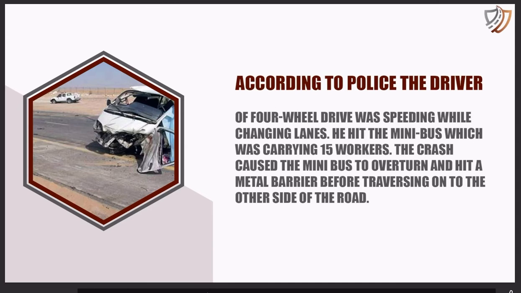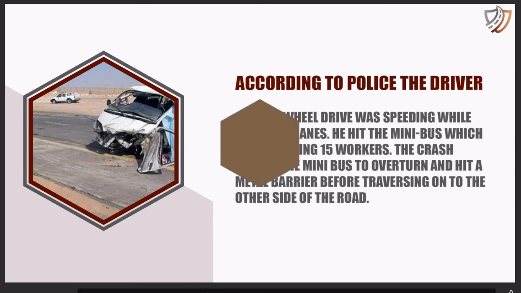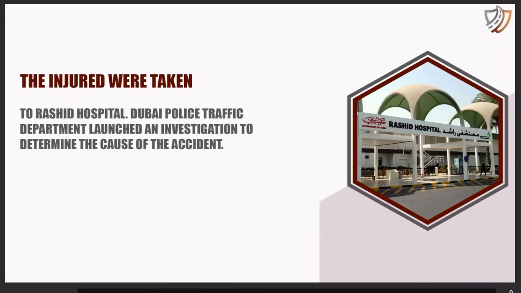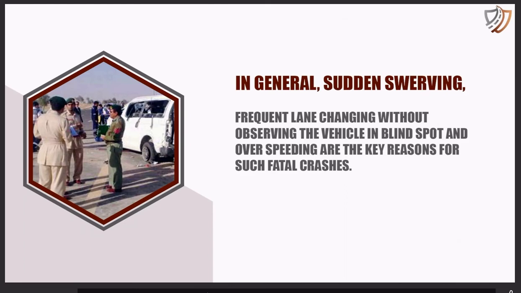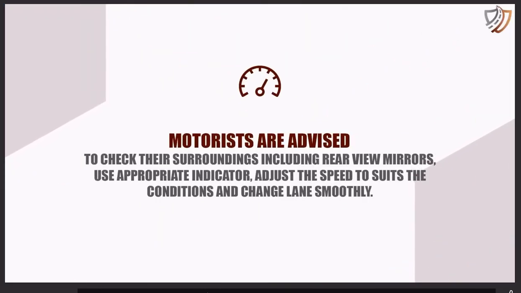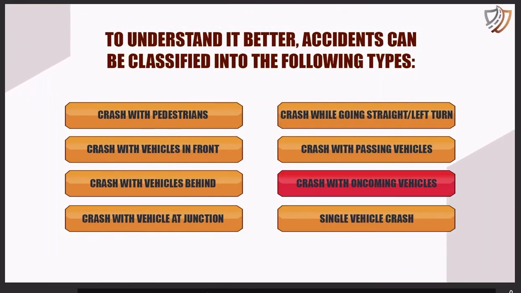The crash caused the minibus to overturn and hit a metal barrier before traversing onto the other side of the road. The injured were taken to Rashid Hospital. Dubai Police Traffic Department launched an investigation to determine the cause of the accident. In general, sudden swerving, frequent lane changing without observing the vehicle in the blind spot, and over-speeding are the key reasons for such fatal crashes. Motorists are advised to check their surroundings, including rear-view mirrors, use appropriate indicator, adjust the speed to suit the conditions, and change lanes smoothly.